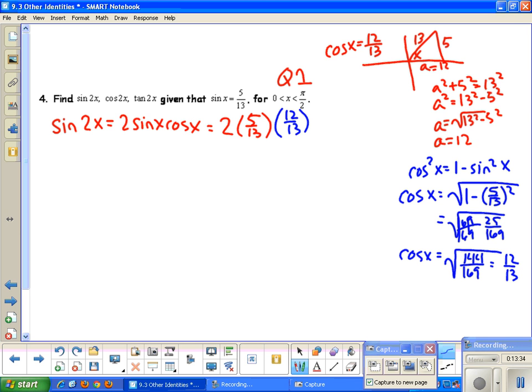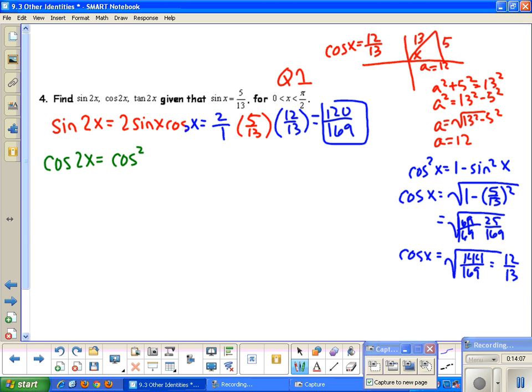Remember, to multiply fractions, you multiply your numerator times numerator and denominator times denominator. So I'm just going to change this so it looks a little different. So this would be really 2 over 1 if it helps you, because you're multiplying 2 times 5 times 12 over 1 times 13, which gives you 120 over 169, and that would be your sine double angle with the given information.